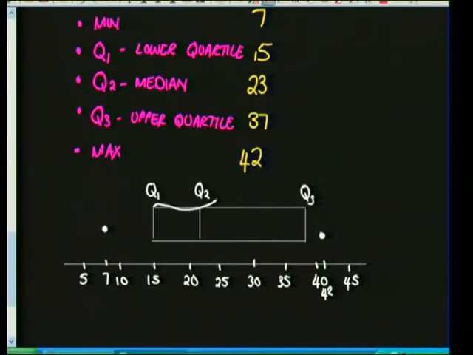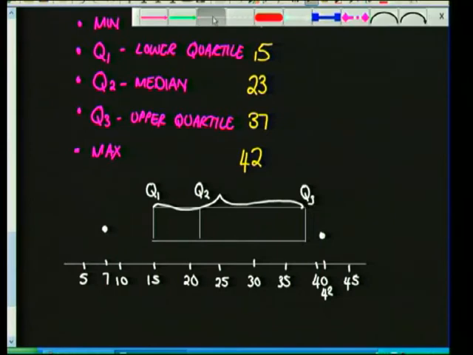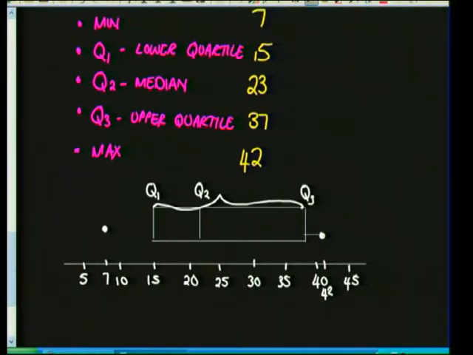So do you agree with me, guys, that that over there represents your interquartile range? That's your Q3 minus your Q1. And finally, what we do is draw a line from our box to our maximum point and from our box to our minimum point.